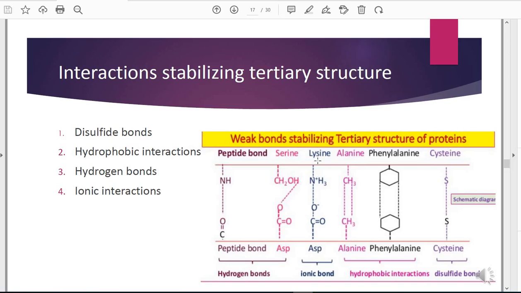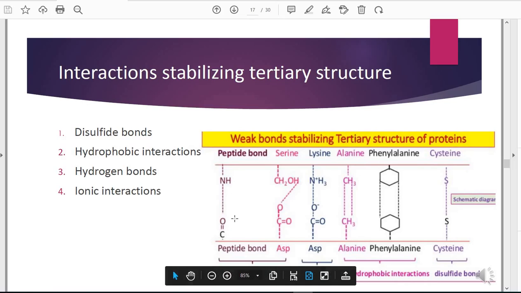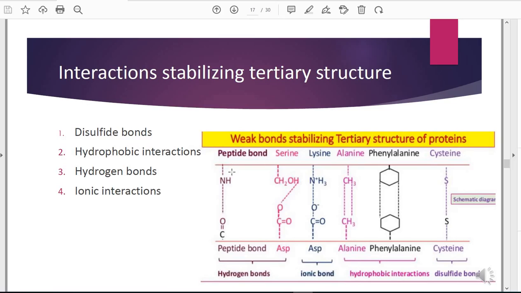And there is the hydrogen bond. There are two types of hydrogen bonds formed in the tertiary structure. The hydrogen bond of the secondary structure between the carboxylic group of one peptide bond and the amide nitrogen of another peptide bond forming hydrogen bond. This is the dotted one, hydrogen bond.